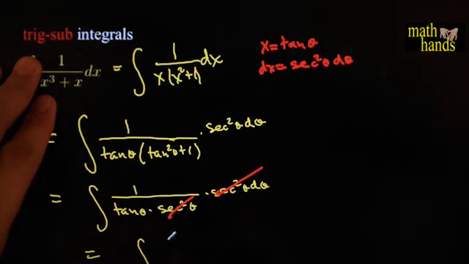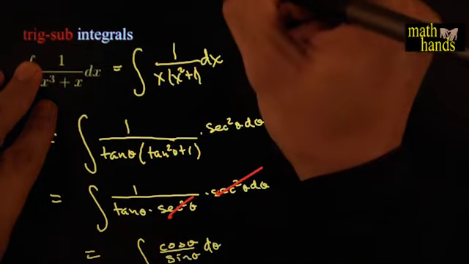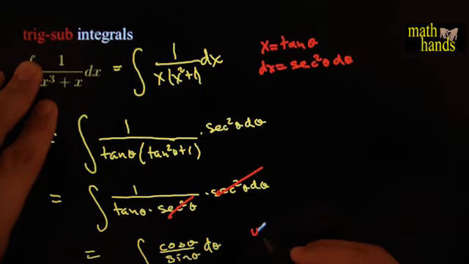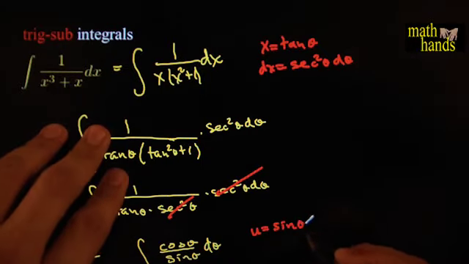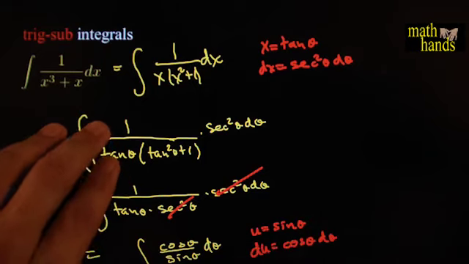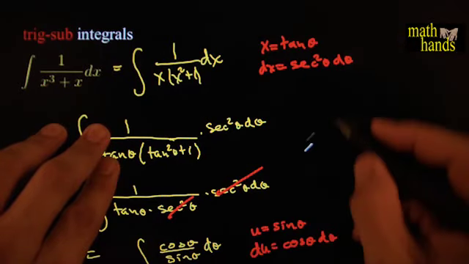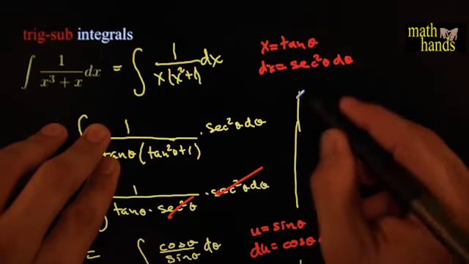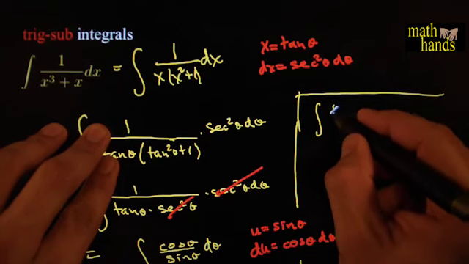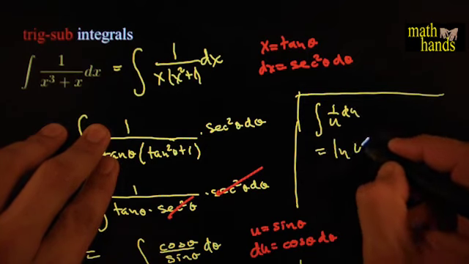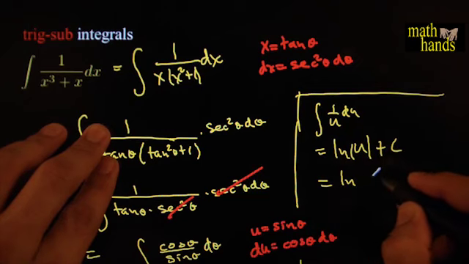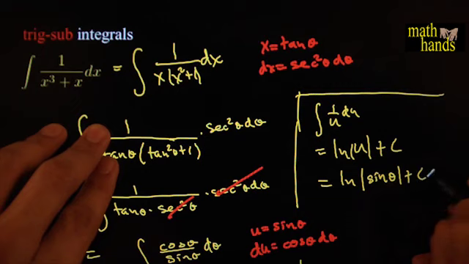That becomes just 1 over tangent, which is cotangent, which is really cosine of theta all over sine theta d theta, which then could be done using a u sub. I would make u equal to sine theta, then du would be equal to cosine theta d theta. Then this would be equal to, I'll continue up here, the integral of 1 over u du, which would be equal to ln u plus a constant, which would be equal to ln sine theta plus a constant.